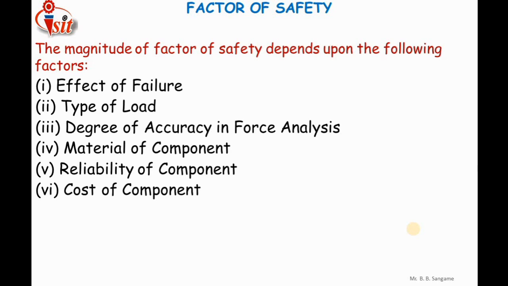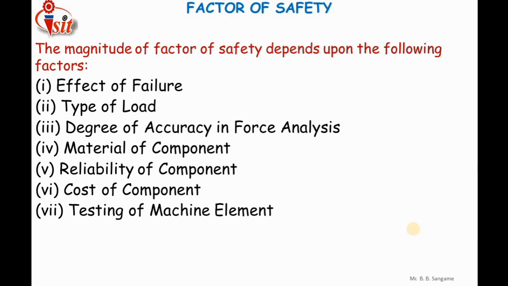Next is the cost of the component. As the factor of safety increases, the dimensions of the component and the material requirement increase, and special materials may be required. In that case, the cost increases. So the factor of safety is low for cheap machine parts. If you go for higher strength alloys or special materials, the cost is going to increase.